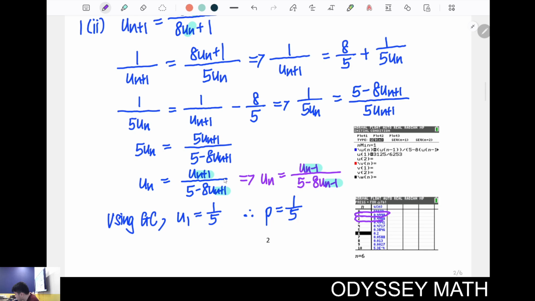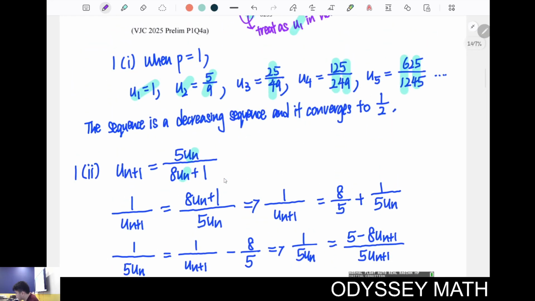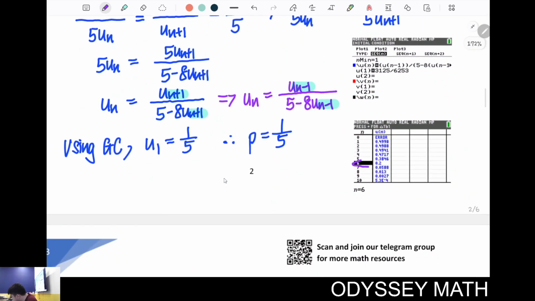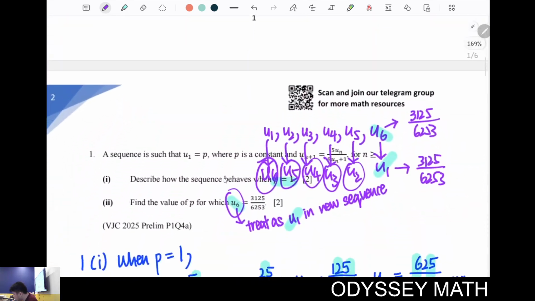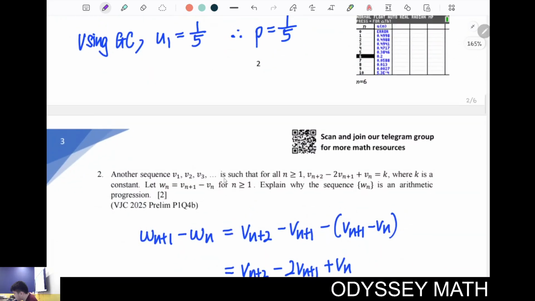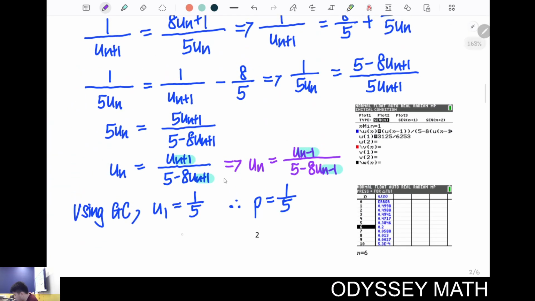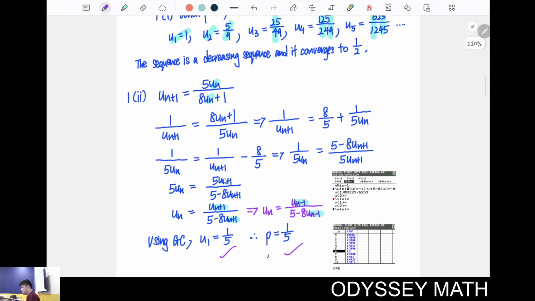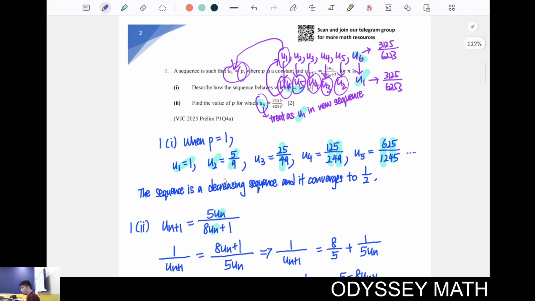And then U2, U3, U4, U5, U6 is 0.2. And this U6 over here would be the U1 that I'm looking for, which is P. So P is 0.2, which is 1 over 5. So that is how you do for 1 part 2 over here.